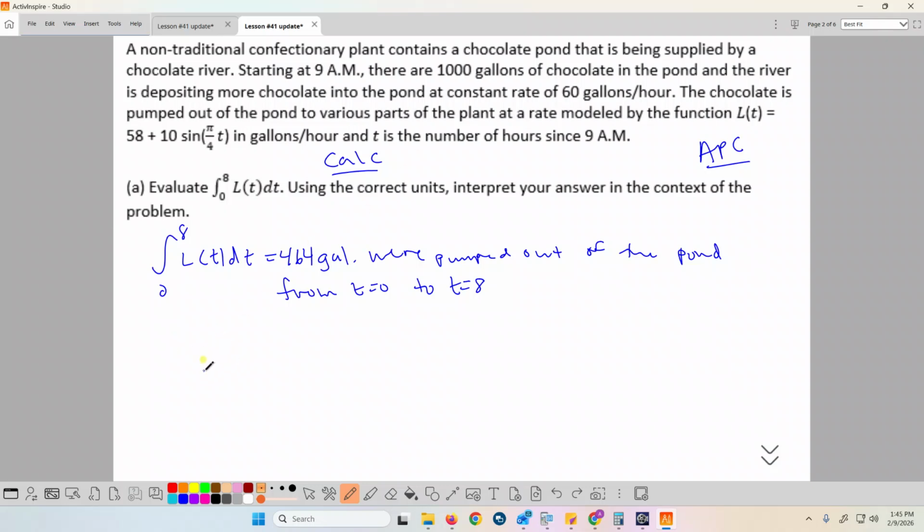Chocolate is being pumped into a pond that already has 1,000 gallons of chocolate, at a starting time of 9 a.m. So that means that at 9 a.m., that's a time of 0. Chocolate is being pumped into this pond at a rate of 60 gallons per hour.